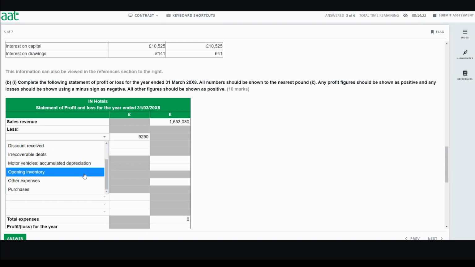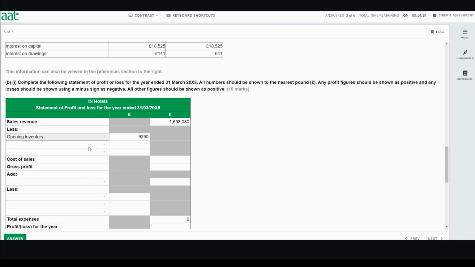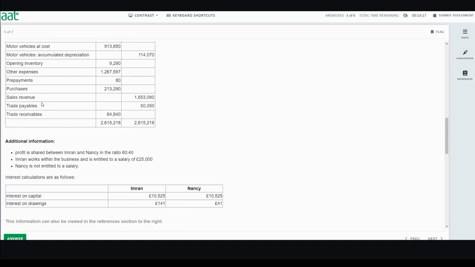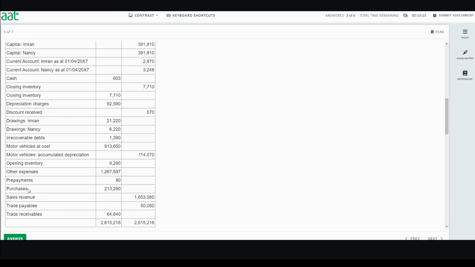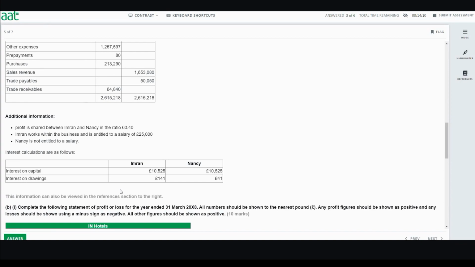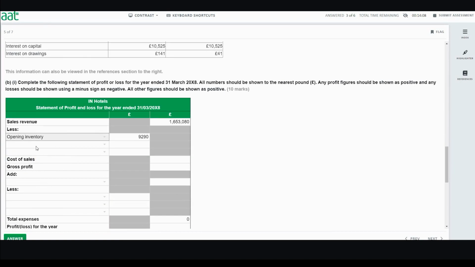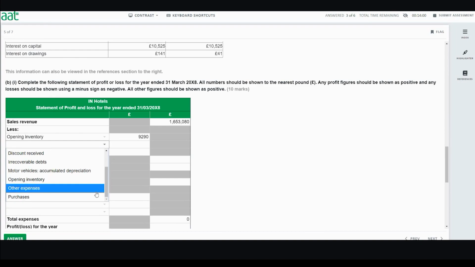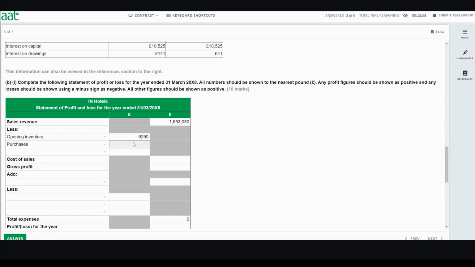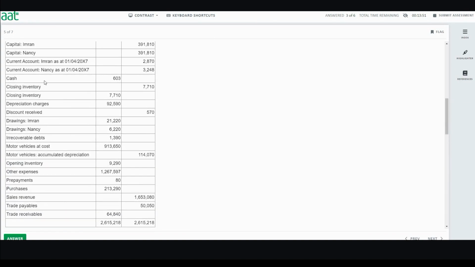It's a bit temperamental. There we go. The next thing then that needs to go in is we should have some purchases, 213290. And then finally we should have some closing inventory, and as you can see here you've got a credit one and a debit one.